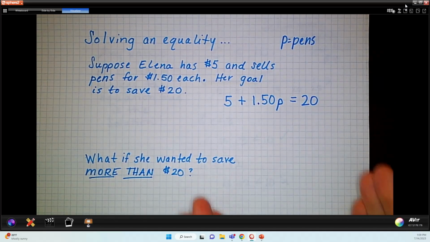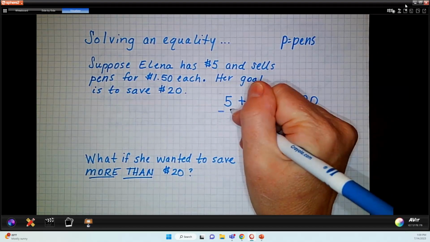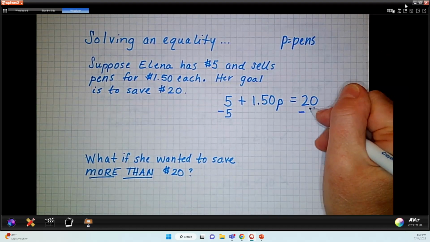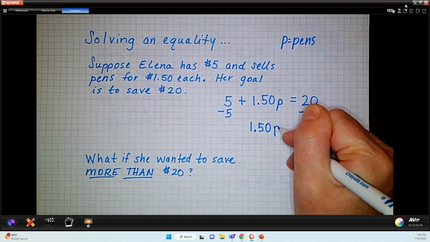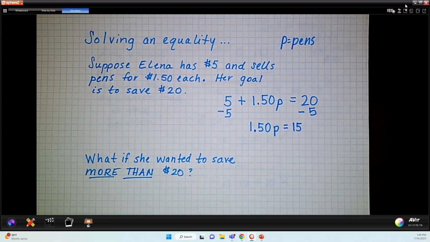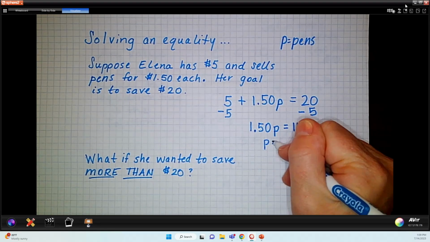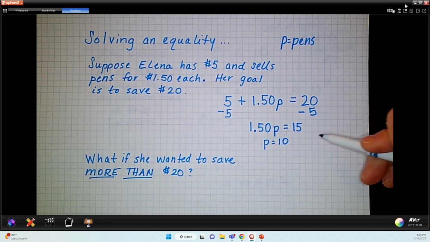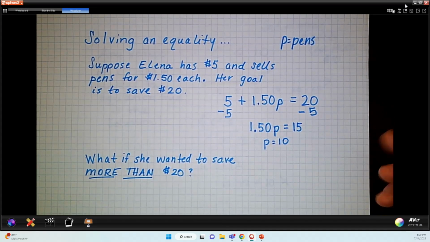So if we had this equation, then students would solve, and they would say, well, if she's starting with $5, that means if I want to make 20, I'm going to have to make each pen worth a certain value that's going to get me to 15. So then I would do my math, and I would say that P would be equal to 10. So she's going to have to sell 10 pens at $1.50 in order to make $20.